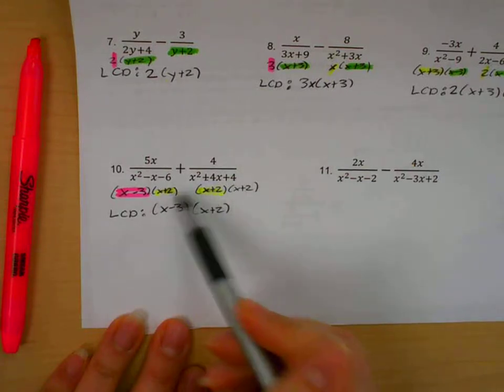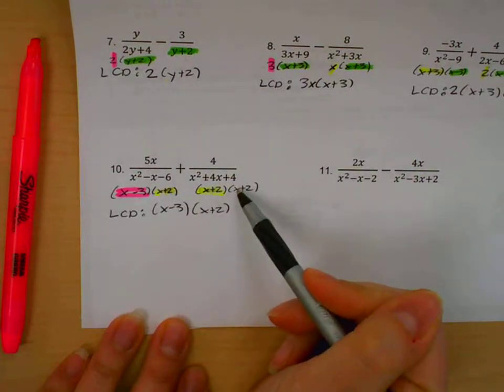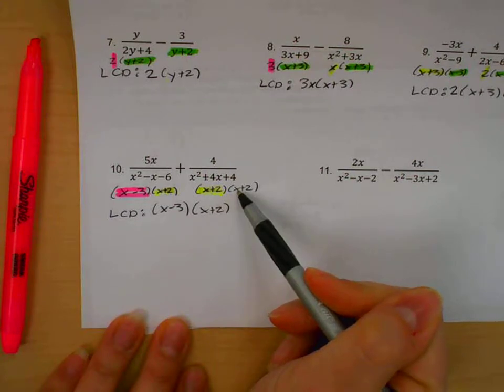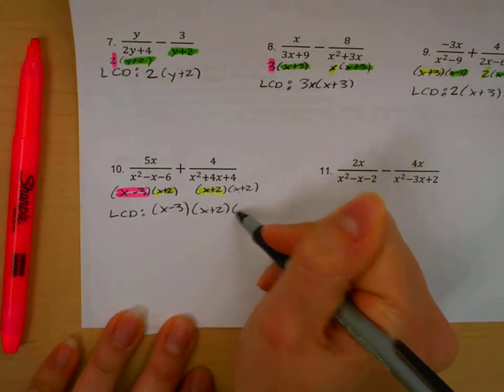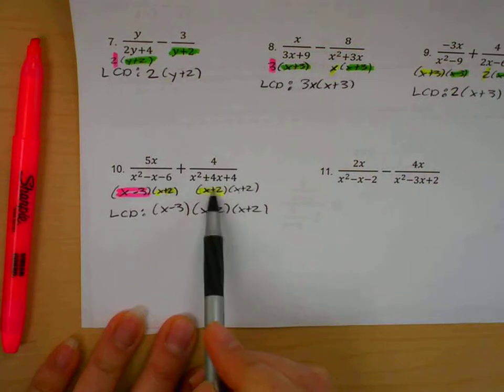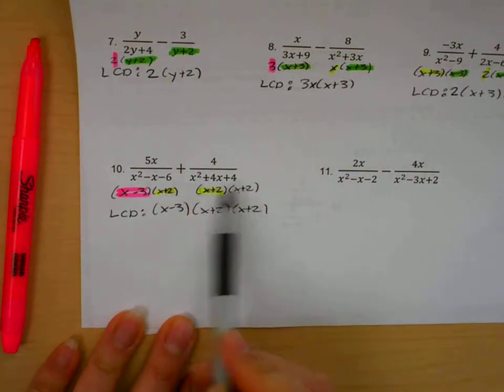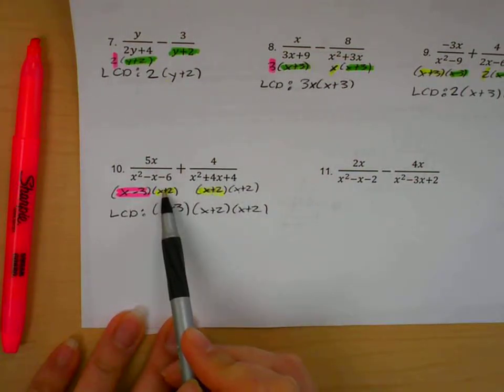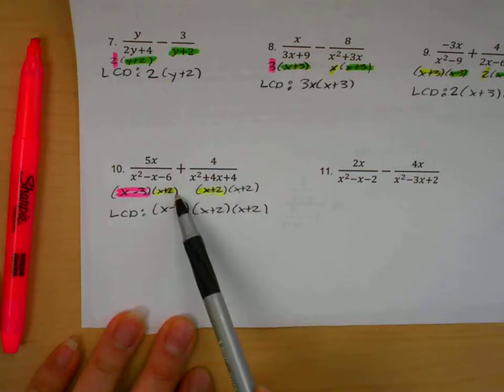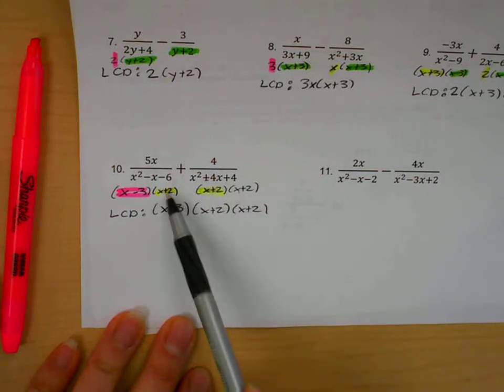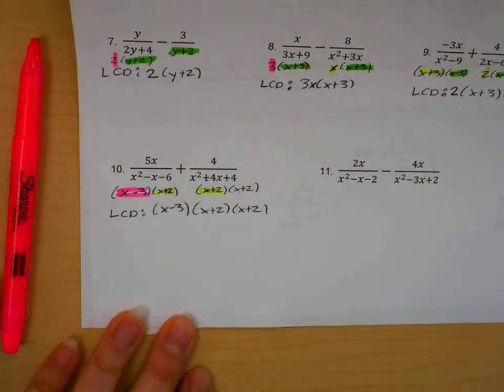So this one pairs up with this one, but I need to put another one down here because right now this side here has 2 x plus 2's and this one only has 1, and we have to be fair. Everything has to have the same. So if I have 2 x plus 2's here and only 1 here, I am going to need to include another one so that this one ends up with 2 x plus 2's. So again, we're being fair. We do it in pairs.